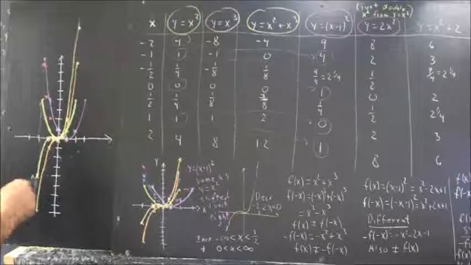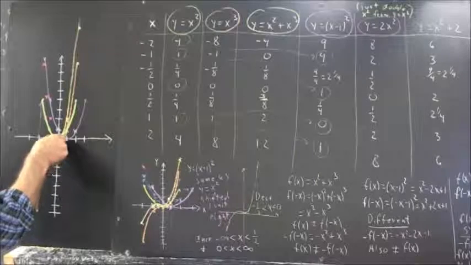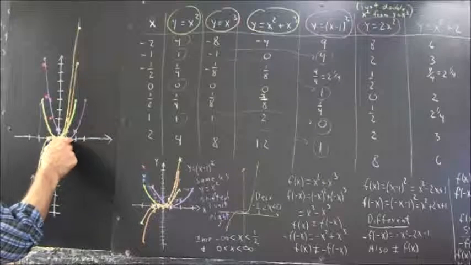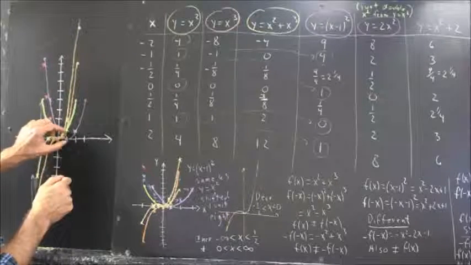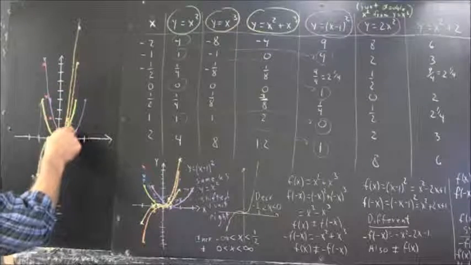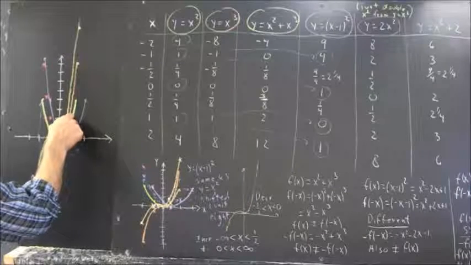If x is 0, then y is also 0 on this graph, so we've got a point right here at the origin. Many of these graphs are going through the origin. At x equals 1, the y value on the y equals x squared graph, the green graph, is 1. We double that, we get 2, so we get a point up here.